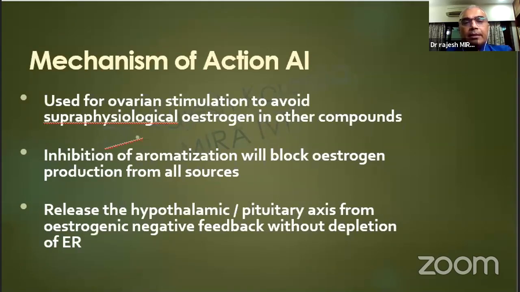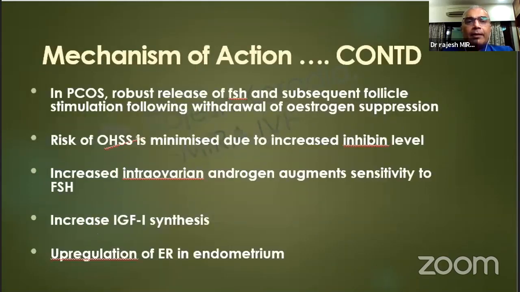It releases the hypothalamic pituitary axis from estrogenic negative feedback without depletion of the estrogen receptor. So there is no depletion of the estrogen receptor. I think we all know. So let us rush through this. There is a robust release of FSH and subsequent follicle stimulation. The risk of OHSS is minimized. There is an increase in intra-ovarian androgen, which increases the sensitivity to FSH.